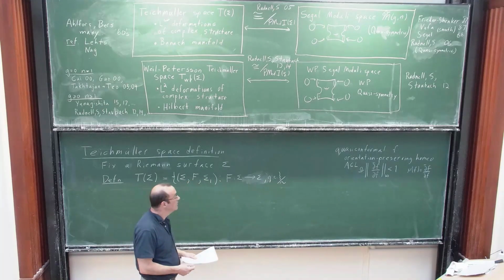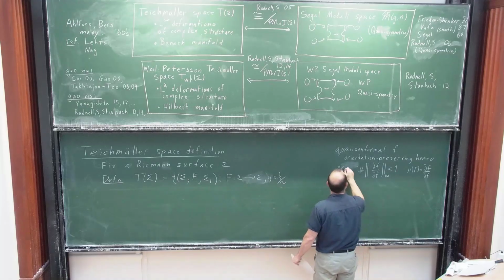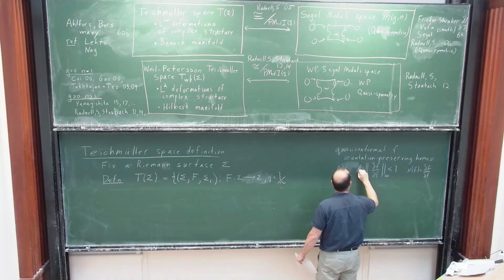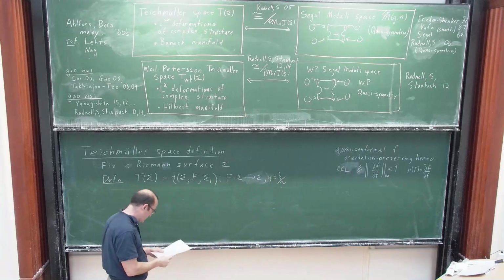Is the symbol "and" or "or"? Yeah, that's an "and." Okay. I can't do an "and." I can't do many things, because I taught myself to write.